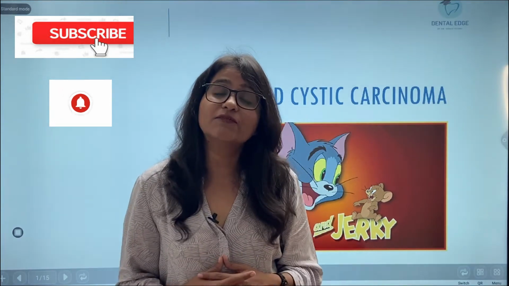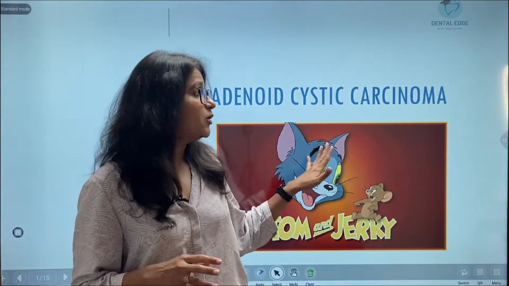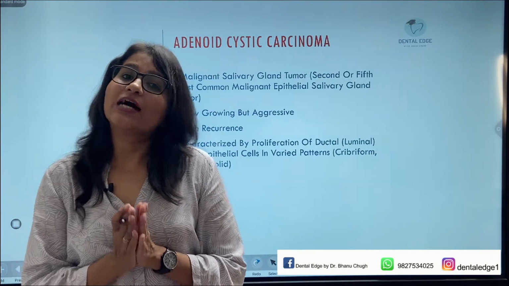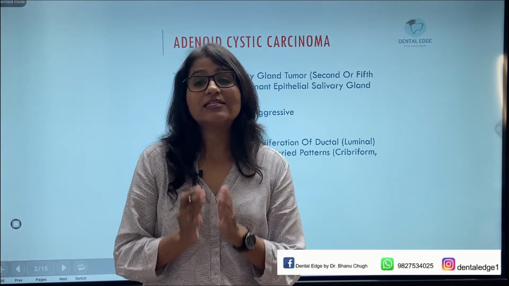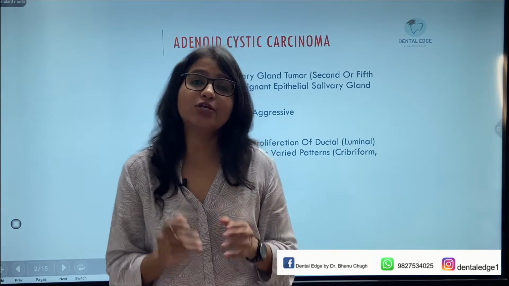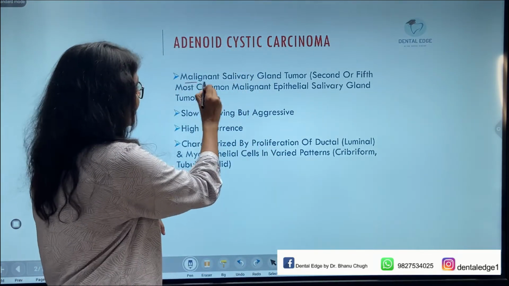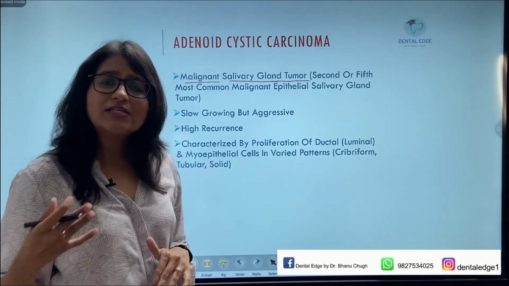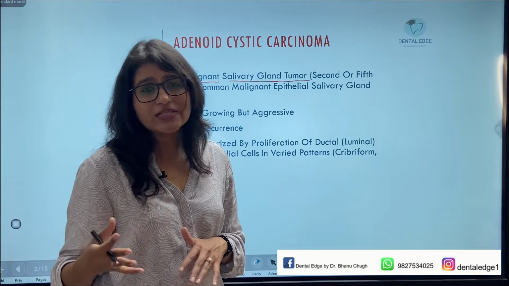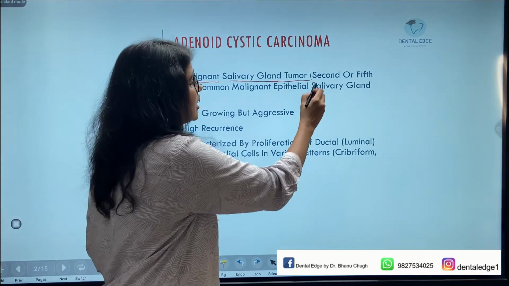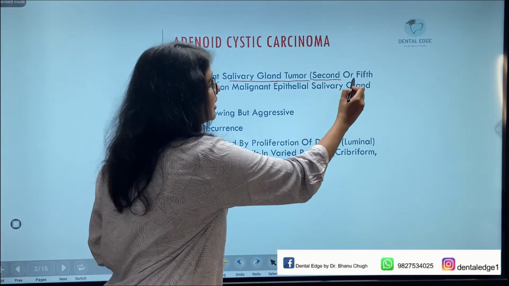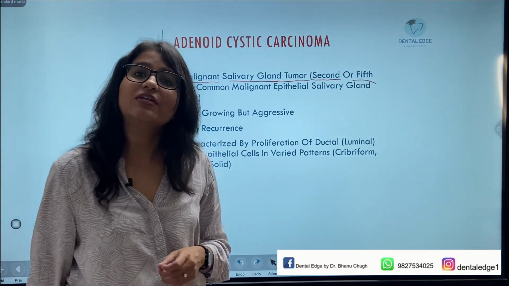Now let's get started with today's topic, that is adenoid cystic carcinoma. The first thing that you need to know about adenoid cystic carcinoma is that it is a malignant salivary gland tumor. And there are various reports about its frequency. Some believe that it is the second most common malignant salivary gland tumor. Few believe that it is the fifth most common salivary gland tumor.